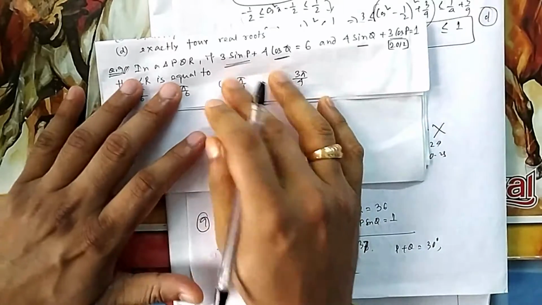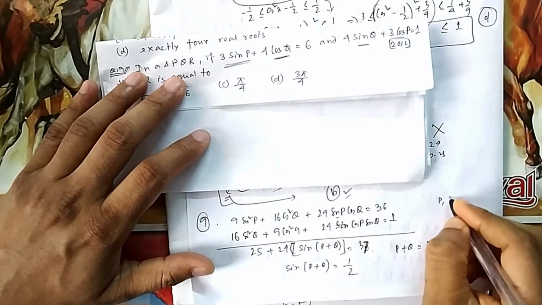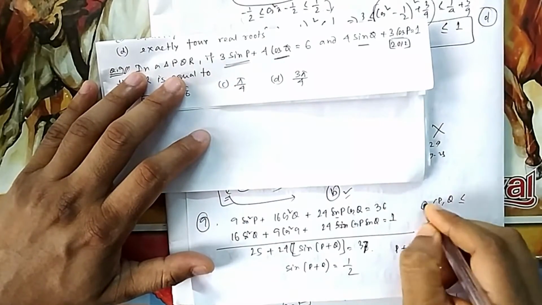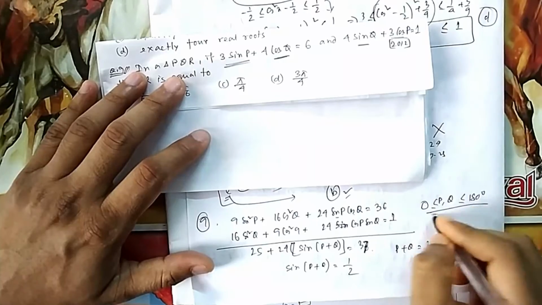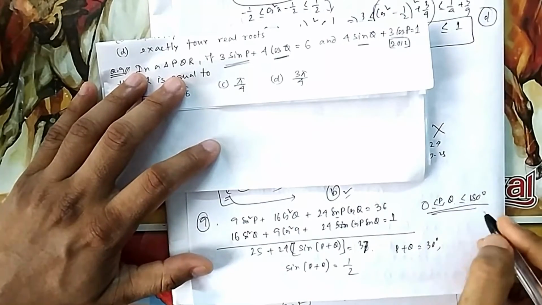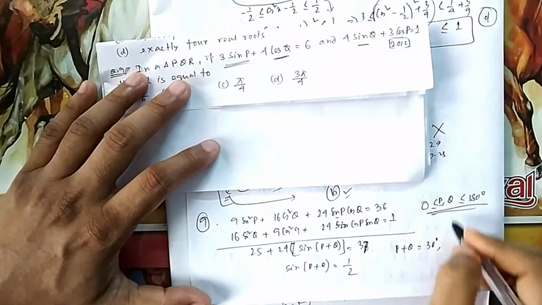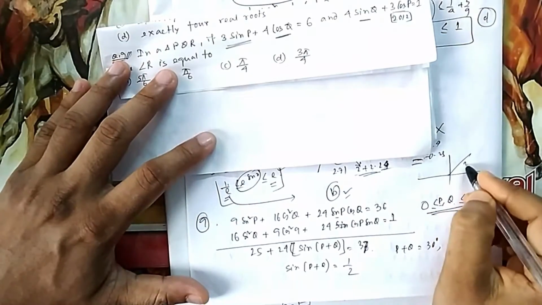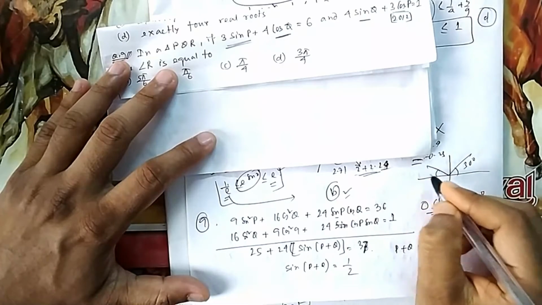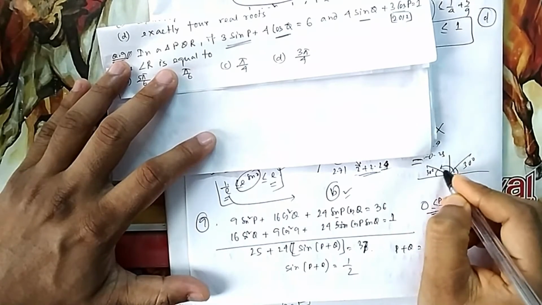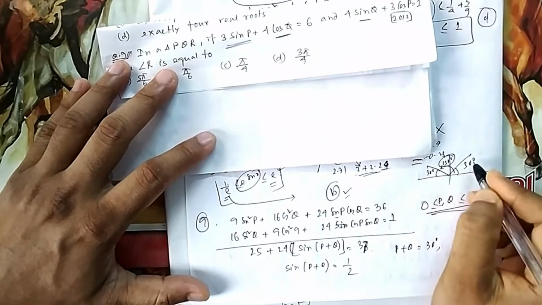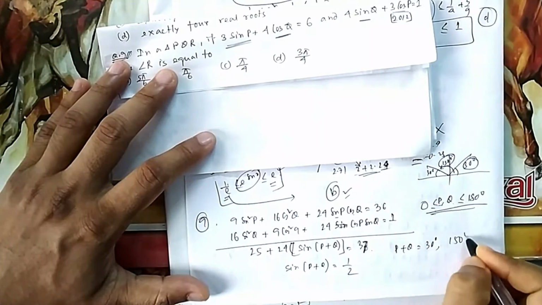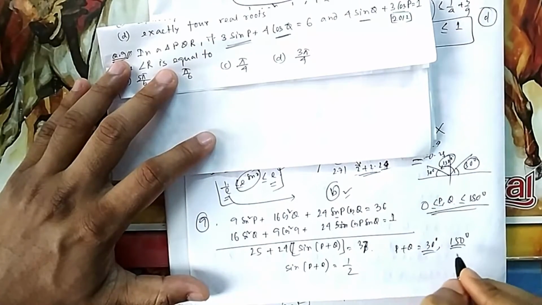And you see, because P and Q and R are all angles of a triangle, P and Q can lie between 0 and 180. So their sum can go beyond this also, because sin is positive here, sin 30 is positive, and if you take 150 here also it is positive. So sin 150 is also positive, 30 is also. So your answer can be 30 or 150, both, for P plus Q.